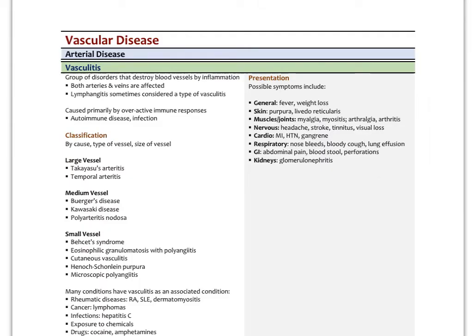One other arterial disease I want to discuss here is vasculitis. This is basically a group of disorders that destroy the blood vessels by inflammation. And both arteries and veins are affected. Sometimes it can actually affect the lymph vessels as well, causing lymphangitis, and we consider that actually a type of vasculitis. Primarily, this is caused by overactive immune responses, typically autoimmune or from infection. And they can be classified by the cause, the type of vessel that's affected, or the size of the vessel.